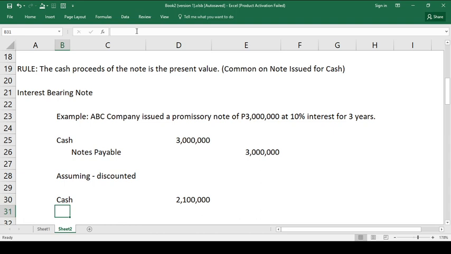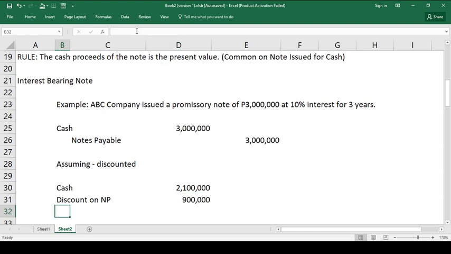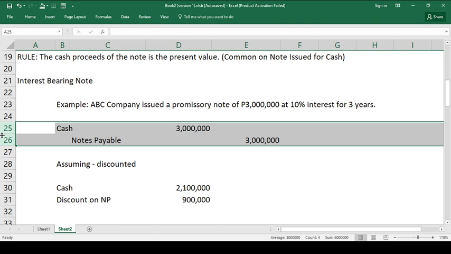There is an interest stipulated in the note, and then the issuer of the note agreed na ibawas agad yung interest related to that note. So we will record that as a discount on notes payable amounting to 900,000 pesos, because this is good for 3 years na interest. Advance payment mo lang. Pwede po yun, no? Yung first entry ko is that the issuer of the note did not agree to deduct immediately the interest na dapat bayaran. Instead, he asked for the whole amount.